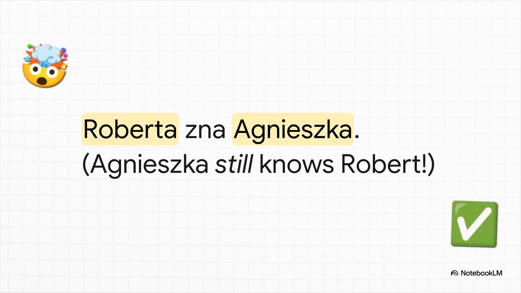Now get ready for this. We can completely flip the sentence. Roberta zna Agnieszka. In English, that would mean the opposite thing, but in Polish, it means the exact same thing. Agnieszka still knows Robert. Why? Because Roberta has that special object ending, so it doesn't matter where it is in the sentence. We know the action is happening to him. The meaning is baked into the word itself, not its location.